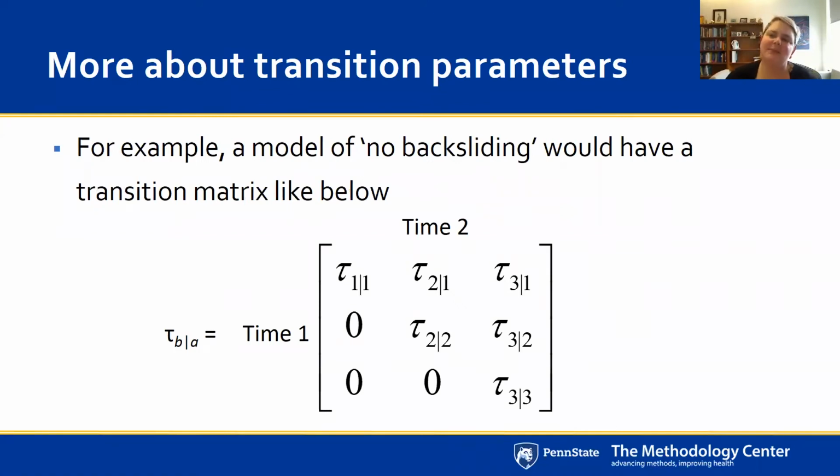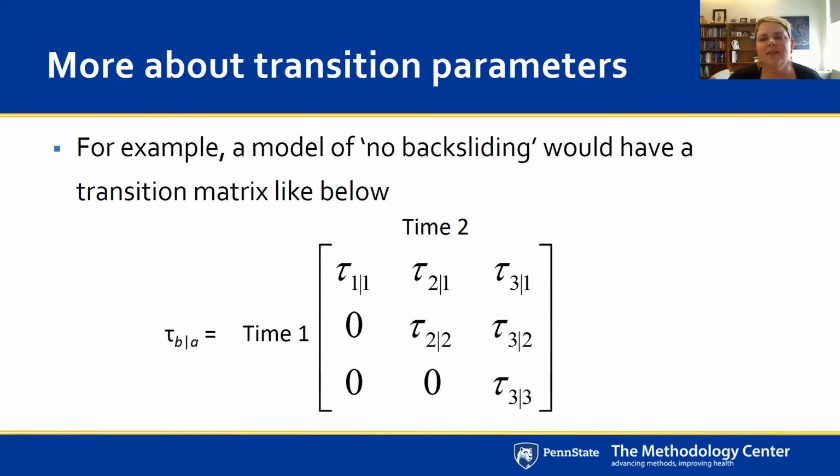So here's one example. Perhaps you're interested in whether or not people transition backwards. So maybe your classes represent increasing risk over time or something like that, and you want to test a model of what we might think of as no backsliding. Well, if there is no backsliding, you would have a transition matrix that looks like this. People are allowed to move forward, but the probabilities of moving backwards in that lower triangle of the transition matrix would all be 0.